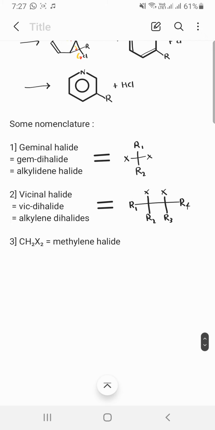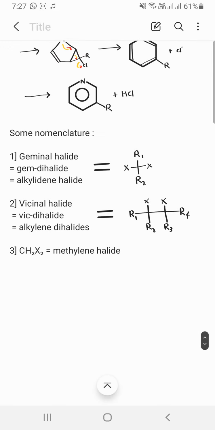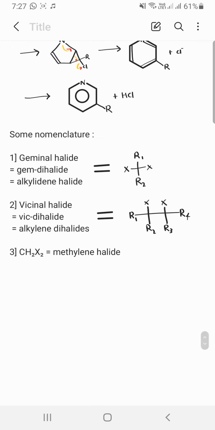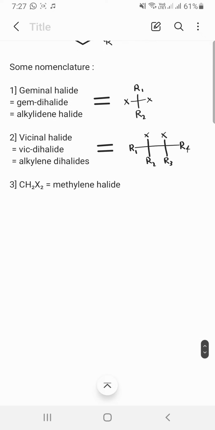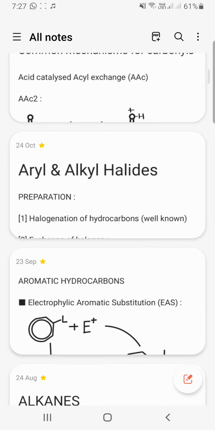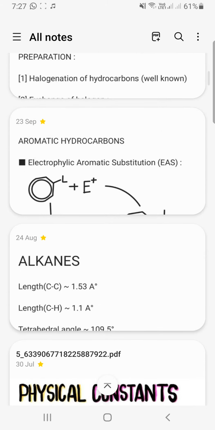Okay, this nomenclature. So alkylidene, that's geminal dihalide. So whenever you have this -ide thing, that's for halide or something like that. And vicinal dihalide, that is alkylene dihalide. So it's more like alkene dihalide. So alkene plus dihalogen gives alkene dihalide. Very obvious. CH2X2 is an exception, it's called methylene halide, even though technically it should be called methylidene halide, but yeah, fine. So that's aryl and alkyl halides.